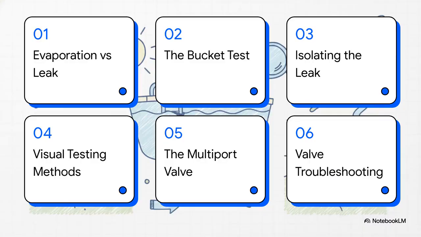To do exactly that, we're following this investigator's checklist. First, evaporation or actual leak. Second, the pool bucket test. Third, isolating the leak's location. Fourth, advanced visual testing methods. Fifth, the multiport valve suspect. And finally, real-world valve troubleshooting.